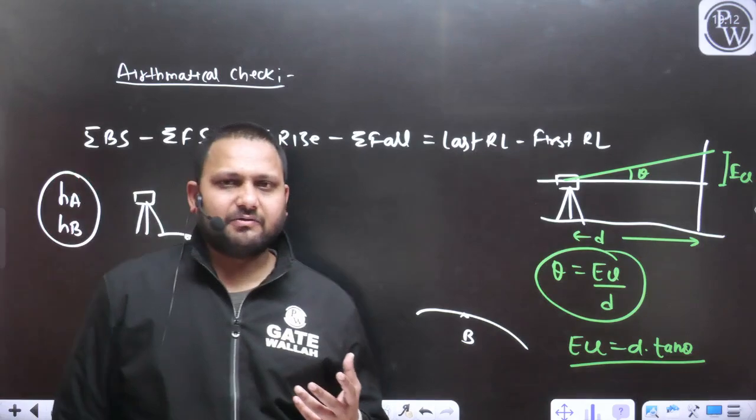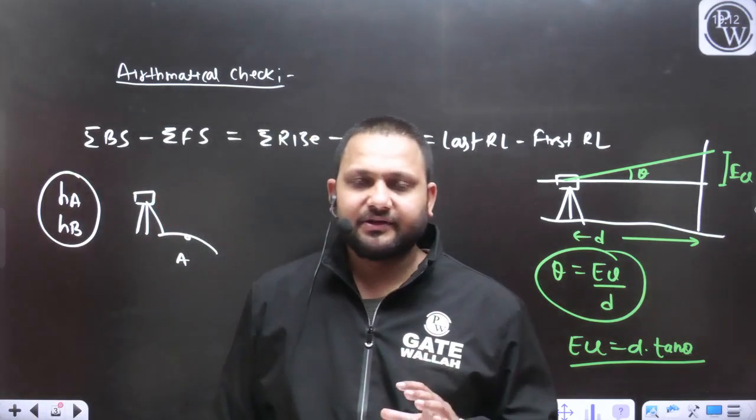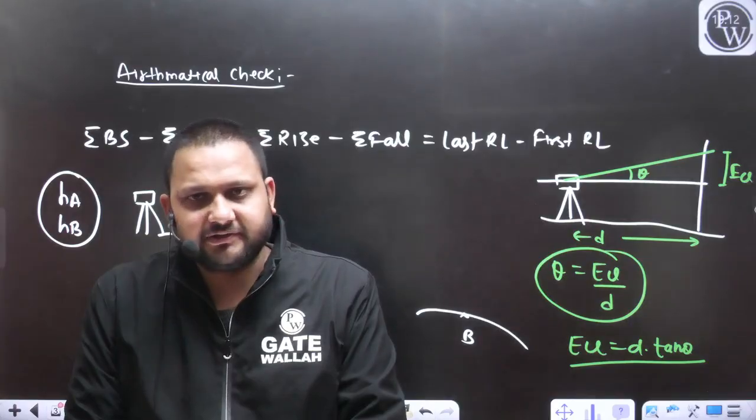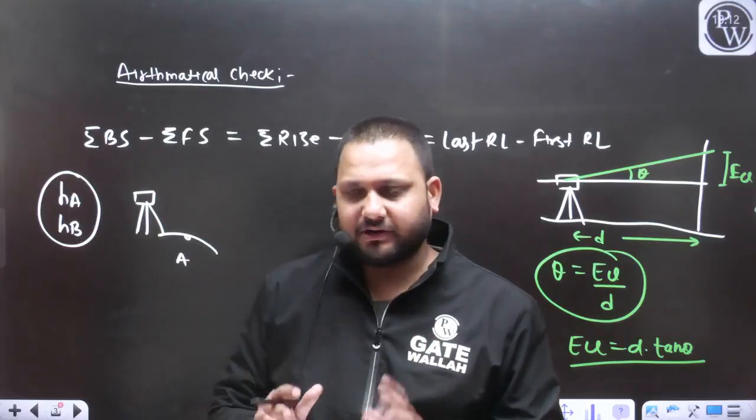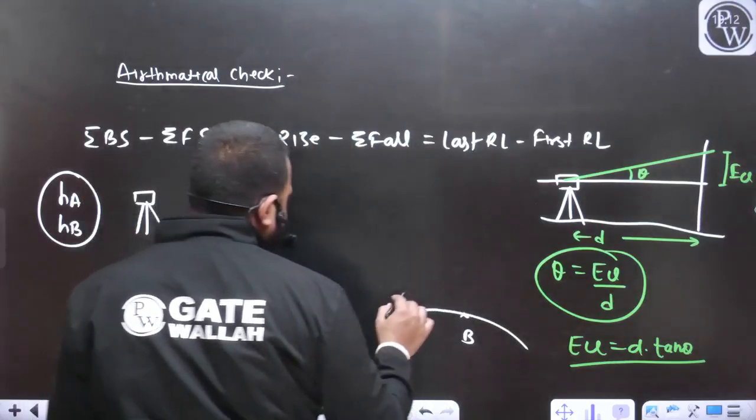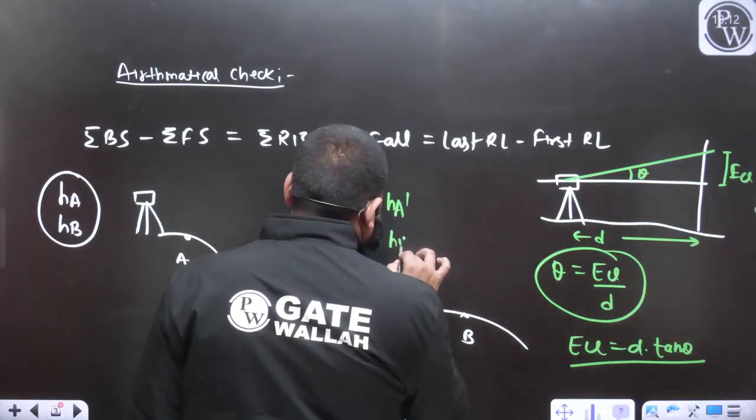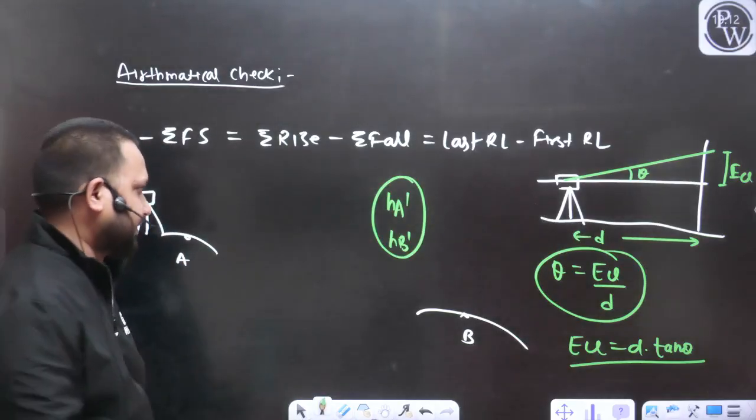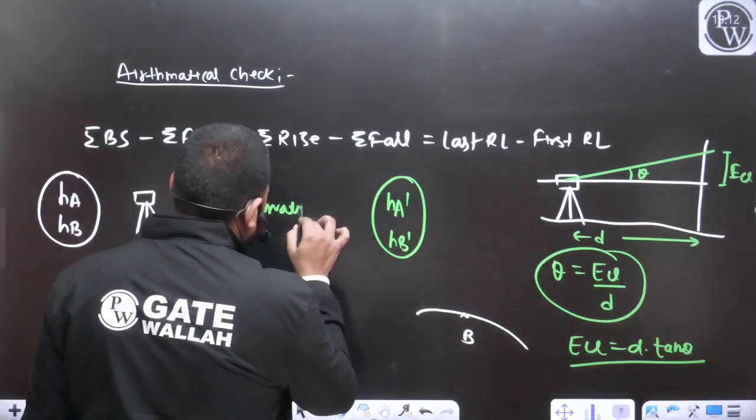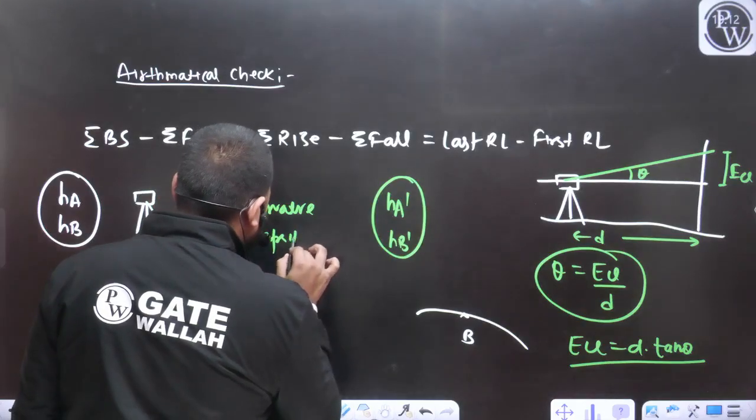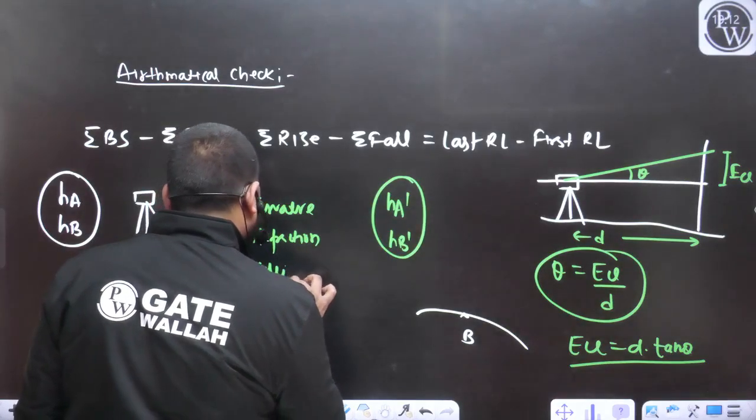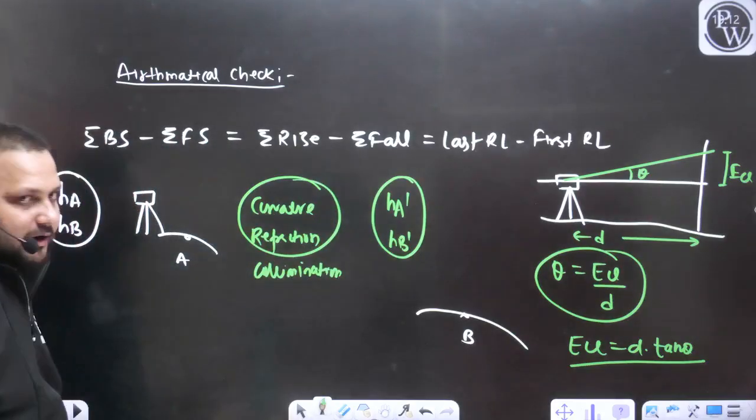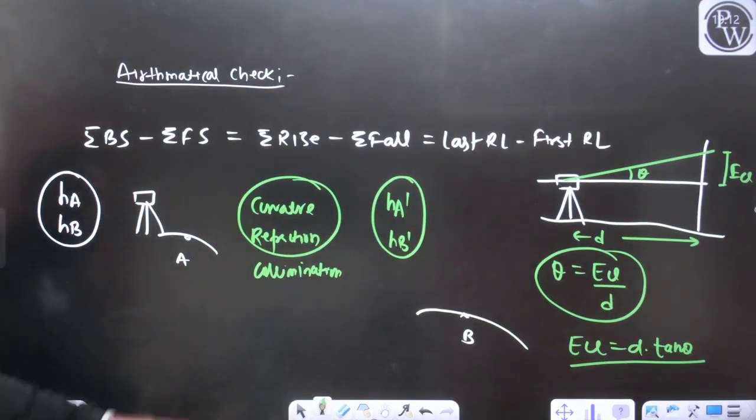But what was the advantage of using the reciprocal leveling? There was no correction required for the curvature, there was no correction required for the refraction. Whatever errors are there in these readings due to the curvature, refraction and collimation, cancel out. So this point is already clear, that curvature correction and refraction correction is not required. So let's say our instrument has a faulty situation like this.